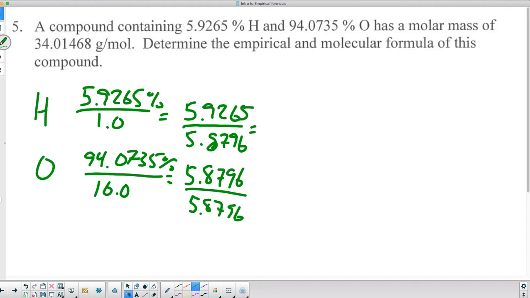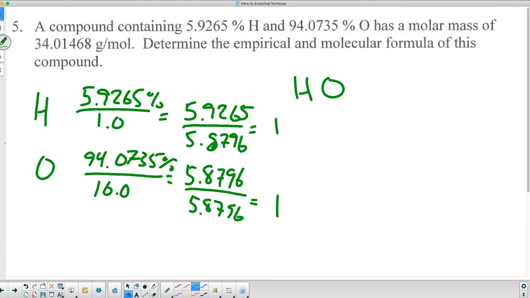Now, take a look at this. This is going to be a 1 and a 1. I know this is this right here. If I divide the two, what I get then is 1.0079 blah, blah, blah. Okay, so this is close enough to 1 to equal 1. So I have 1 to 1, so I have H, O. Okay, so that's my empirical formula.